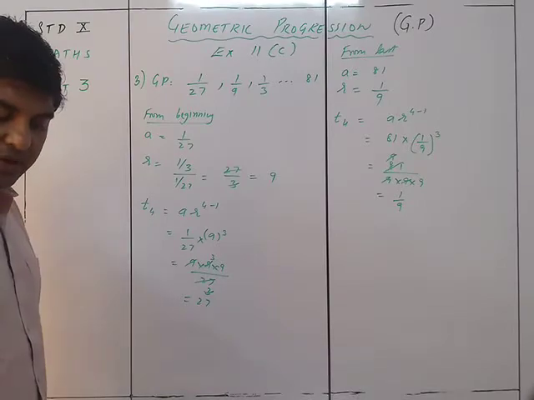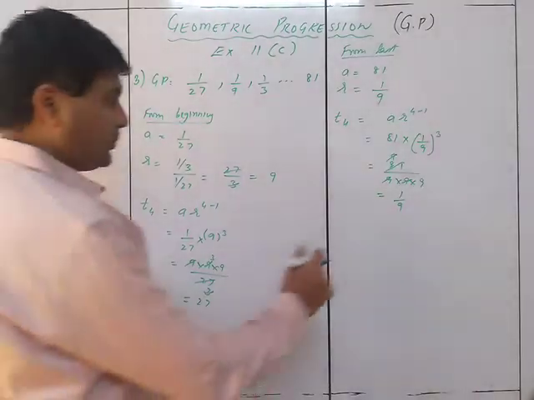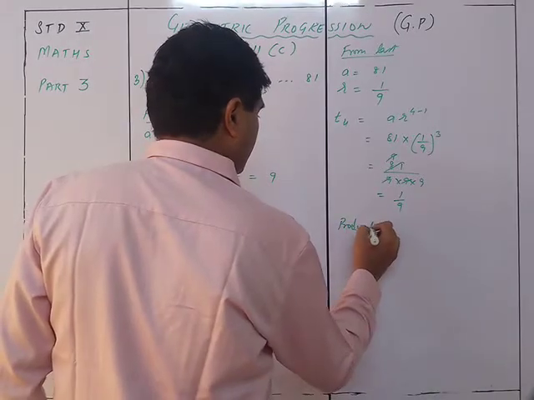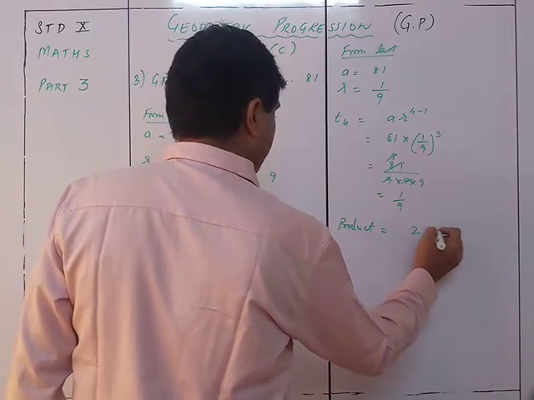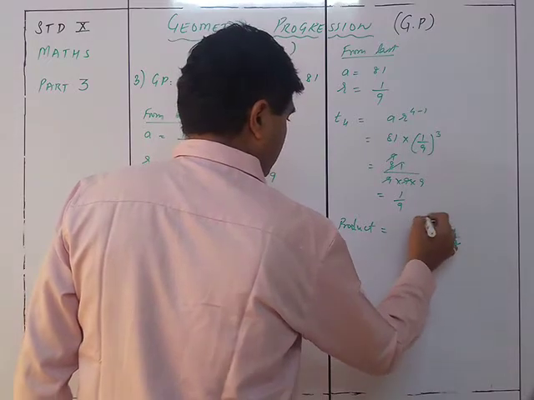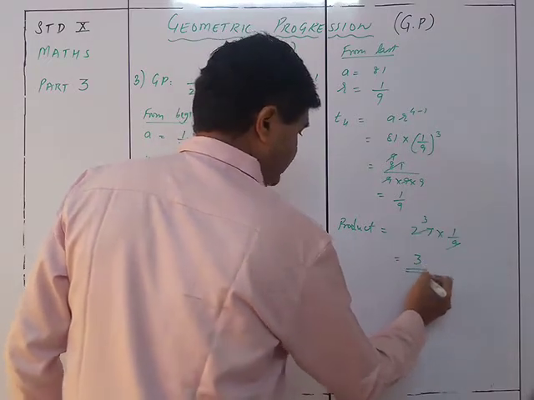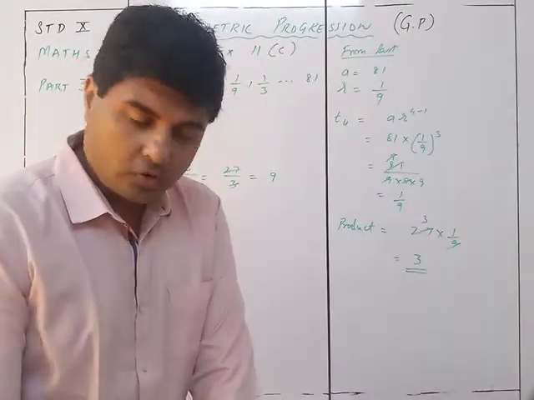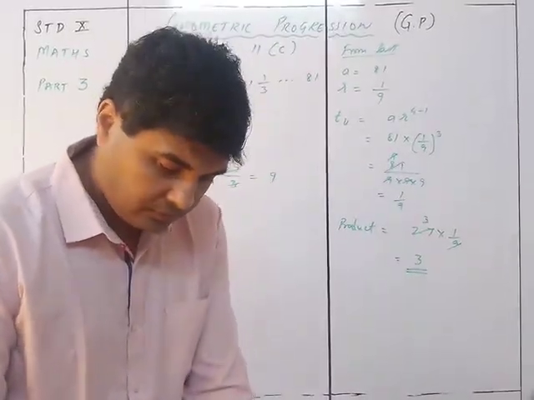You need to find the product of the fourth term from the end, the last. So now the product is equal to 27 into 1 upon 9, which is 3. So the answer for the third sum will be 3. Okay, clear?